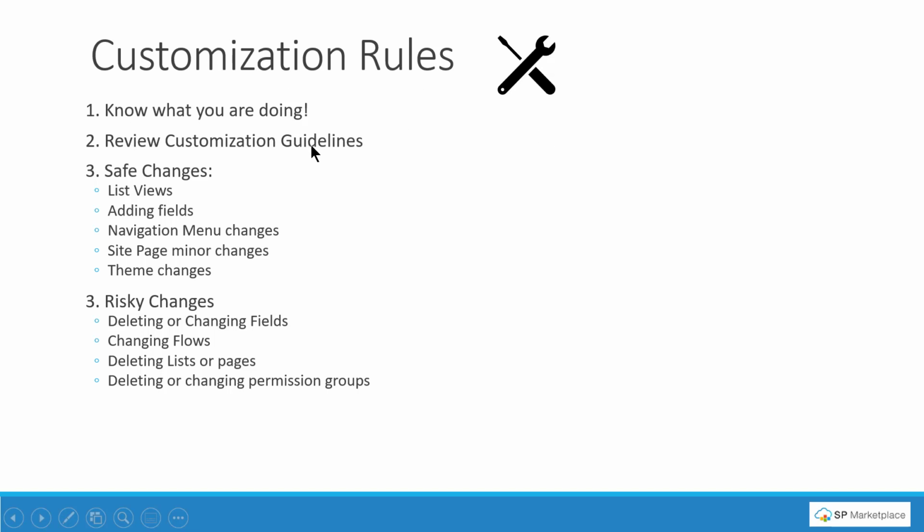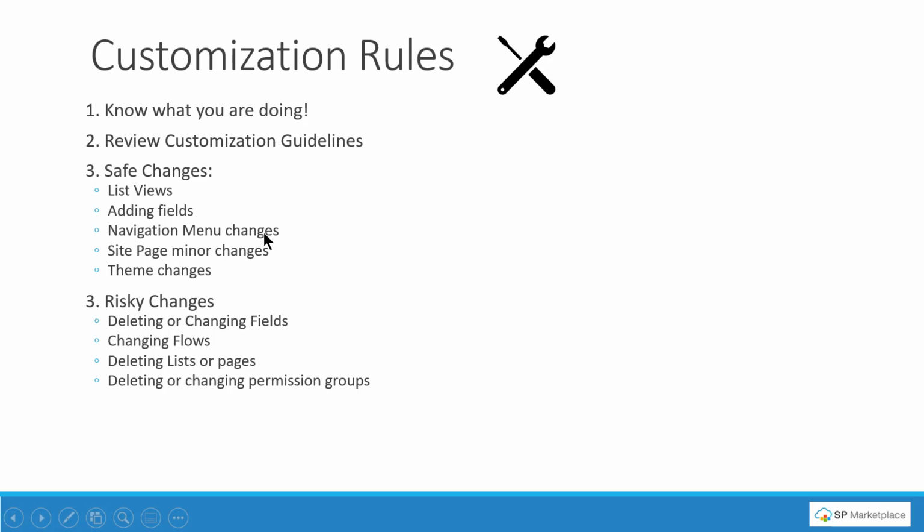Review our customization guidelines document. It's a separate document, and it basically says what you can change and what you cannot change that'll get you in trouble. So a lot of the safe changes are adding list views to lists. That's no big deal. Even adding fields to lists and adding them onto the form. Navigation menu changes don't usually break a whole lot of things, though you do need to make sure that you know what you're doing there.